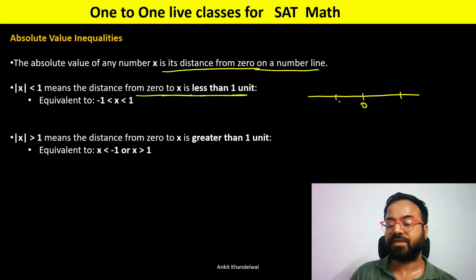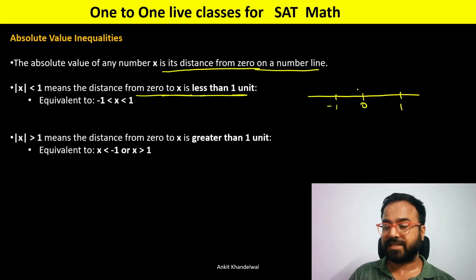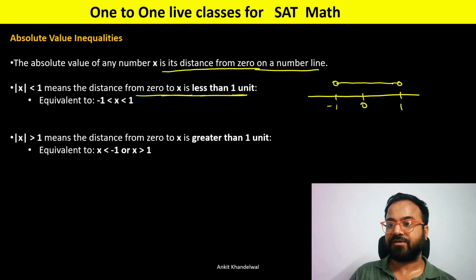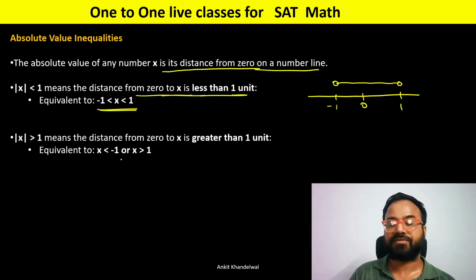When we are talking about the distance on the left side, we are reaching -1. When we are talking about the distance on the right side, we are reaching 1. So the distance is less than 1. Since the distance is less than 1 from the 0, it will cover everything from here to here. 1 is not included, but at whatever point you are standing on this line, the distance from the origin will always be less than 1. So that's why we can say x is going from -1 to 1.